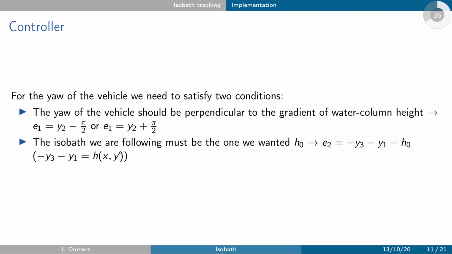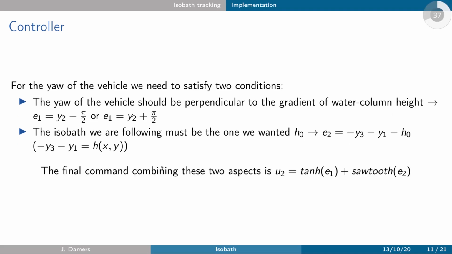And then the isobath we are following must be the one we want. We don't want the isobath at 8 meters depth or at 10 meters depth, but at 9. So we have to make sure that this error E2 stays as close to 0 as possible. And the final command combining these two aspects is U2 equal to hyperbolic tangent of E1 plus sawtooth of E2.